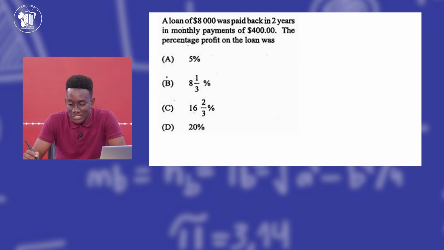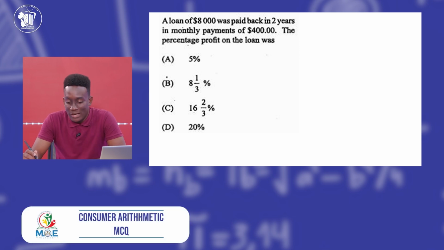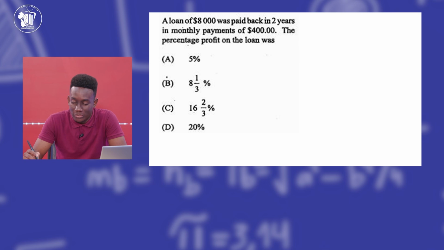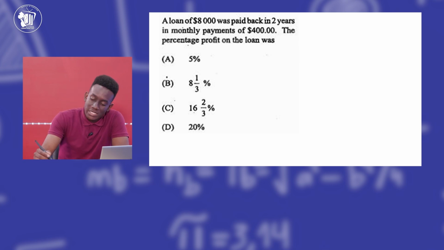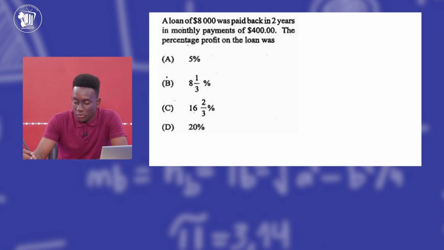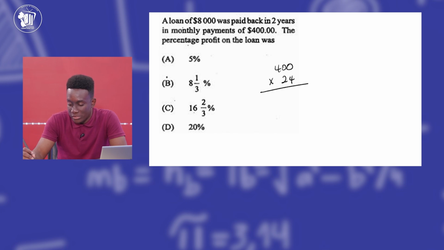So the next question says, a loan of $8,000 was paid back in 2 years in monthly payments of $400. The percentage profit on the loan was, so we see that this loan of $8,000 was paid back in 2 years in monthly payments of $400. So we see for 2 years they paid $400 every month. So this would be 400 multiplied by 24, since we had 2 years.